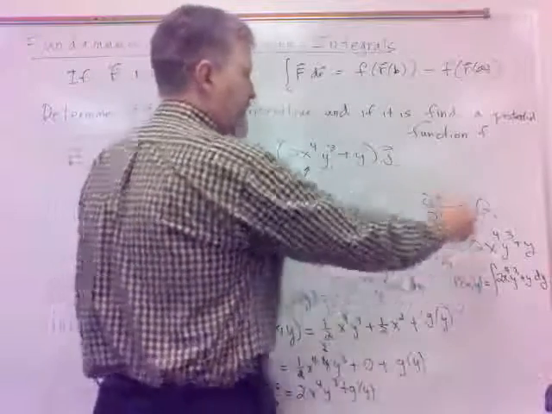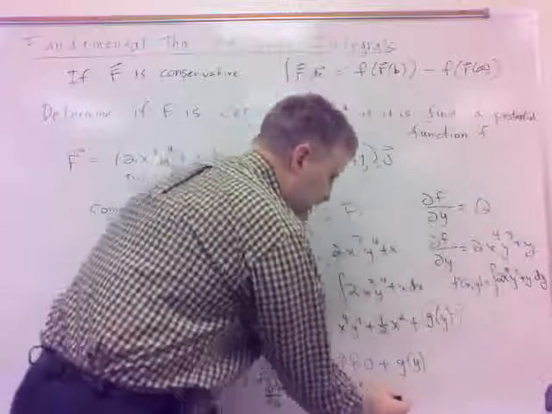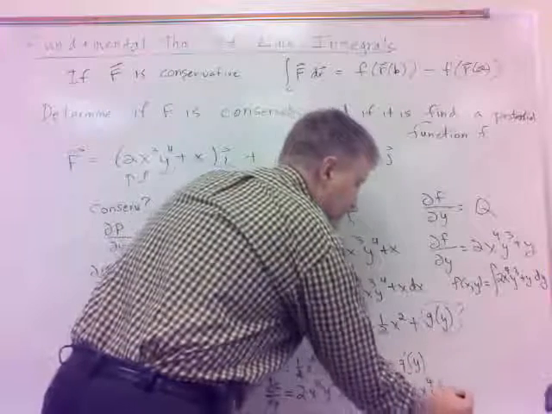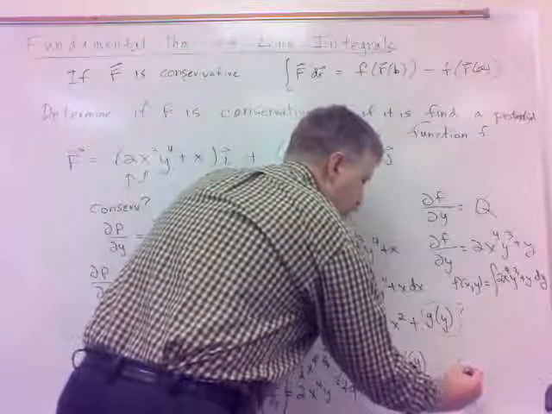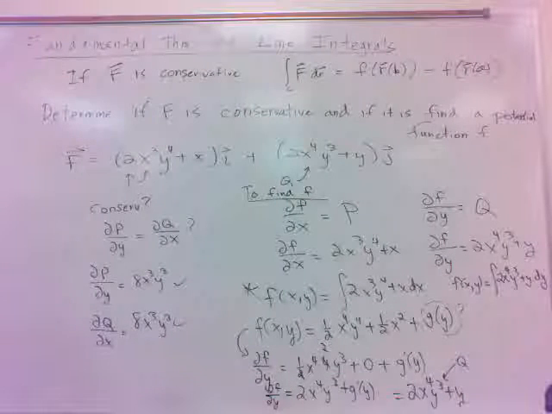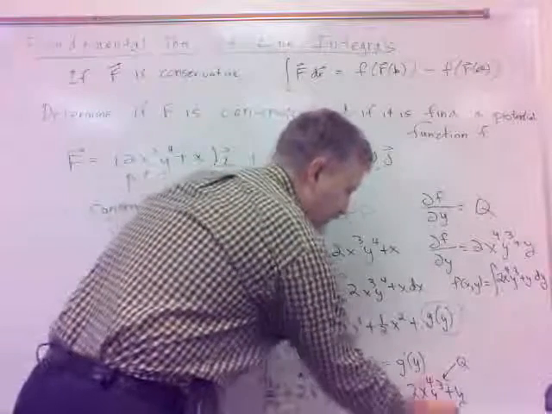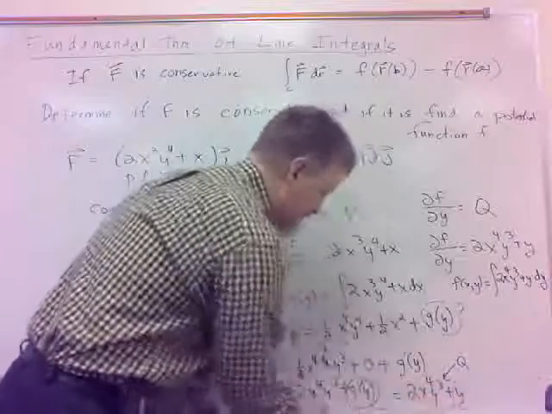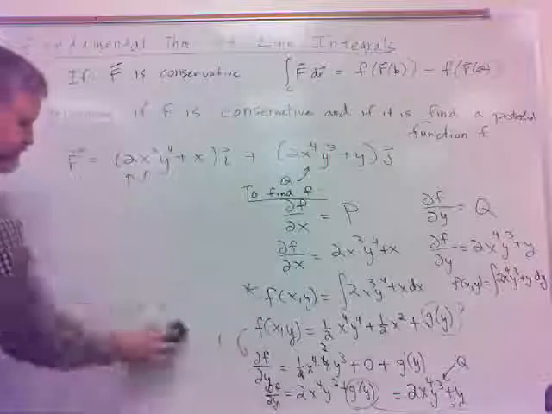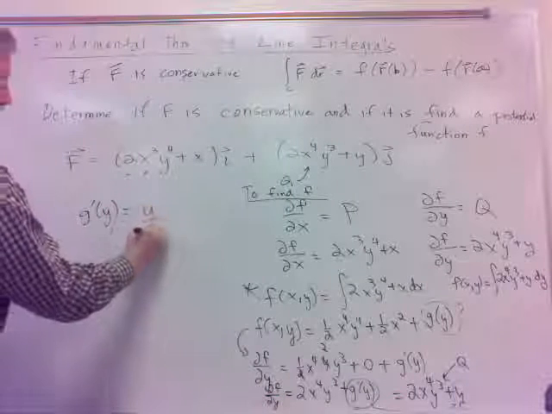We also know that the partial of f with respect to y needs to equal q. And so if we set that equal to the q here, we know that the partial f with respect to y also has to equal q. So we can see here that g prime of y, what does it need to equal? Well, since those two terms are the same, g prime of y needs to equal y.